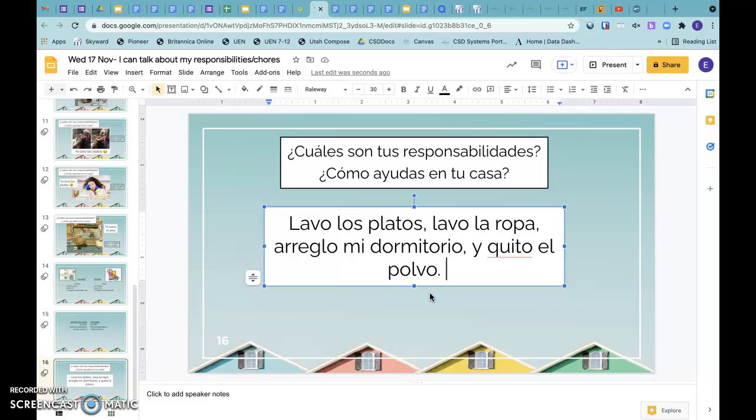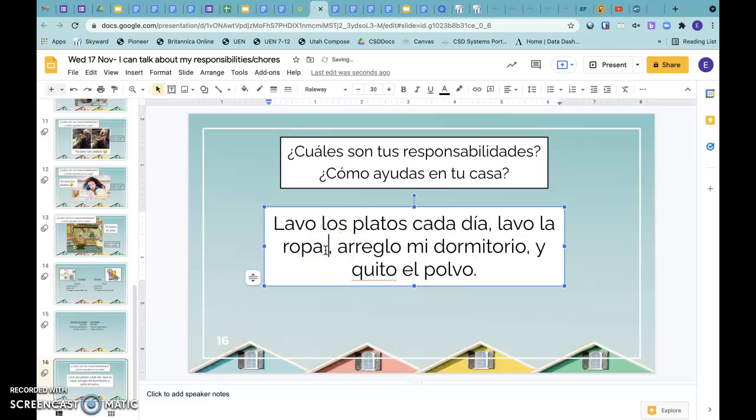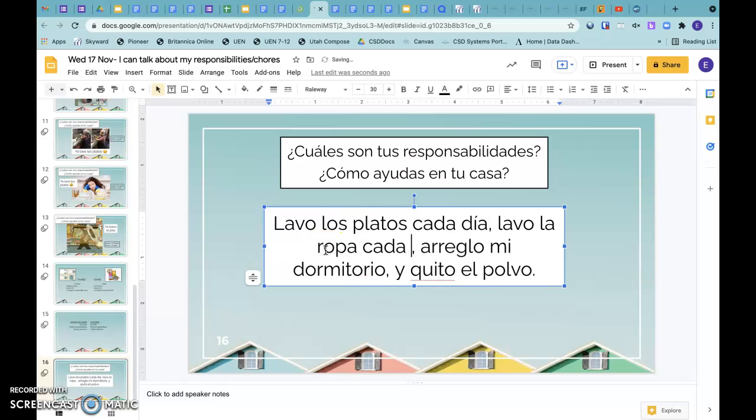When you guys go to write yours, you'll be taking the list of verbs and making sure they're in the yo form. And you might add extra details about it. Lavo los platos cada día, every day. Lavo la ropa cada semana. I try to do all the clothes washing one day a week.